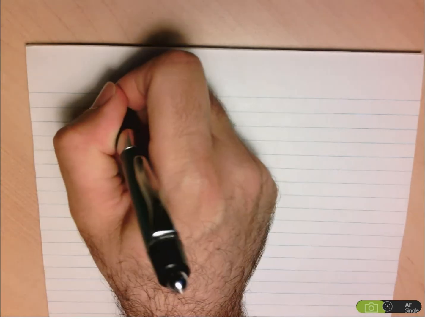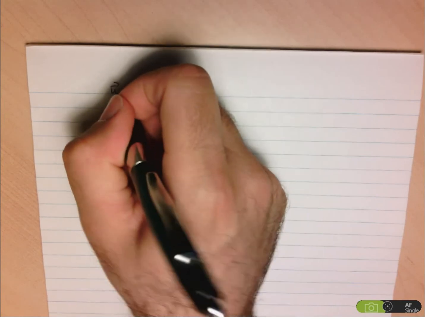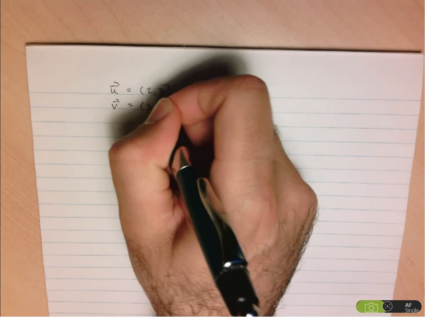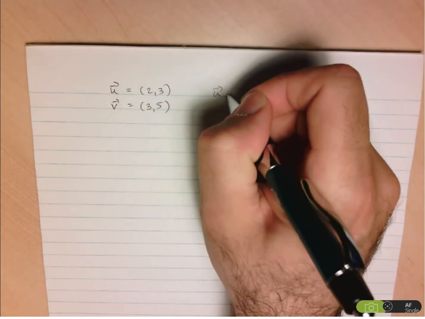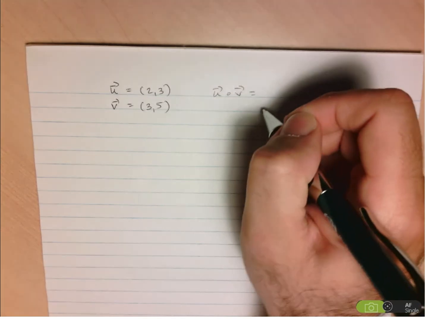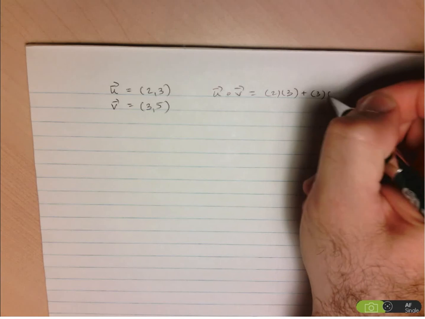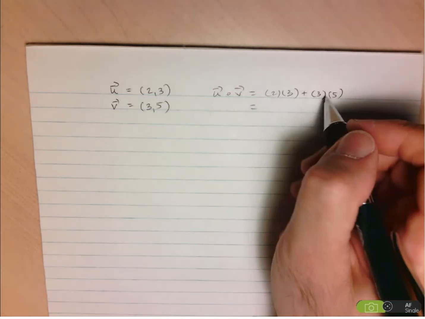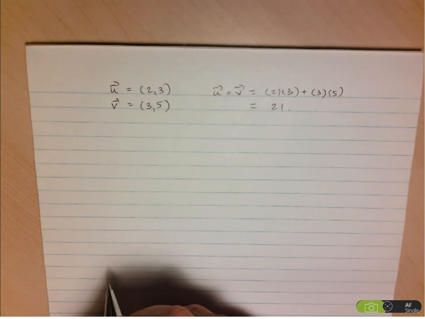So what we're going to do now is take a look at an example to see that these two definitions are indeed equivalent. So let's go back to our example of u being (2, 3) and v being (3, 5). If we use our algebraic definition, we get u dot v is just equal to 2 times 3 plus 3 times 5. Look how easy that was. So 6 plus 15 is 21. Now let's see if we can generate the same answer using our other definition.